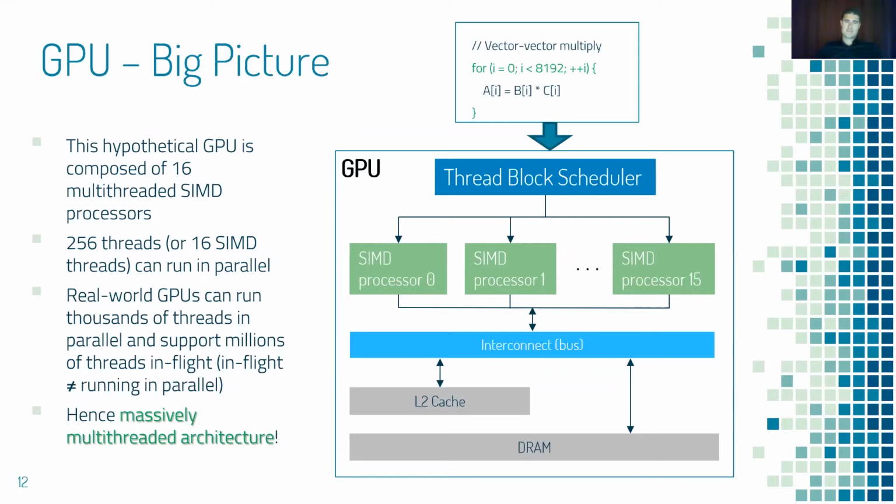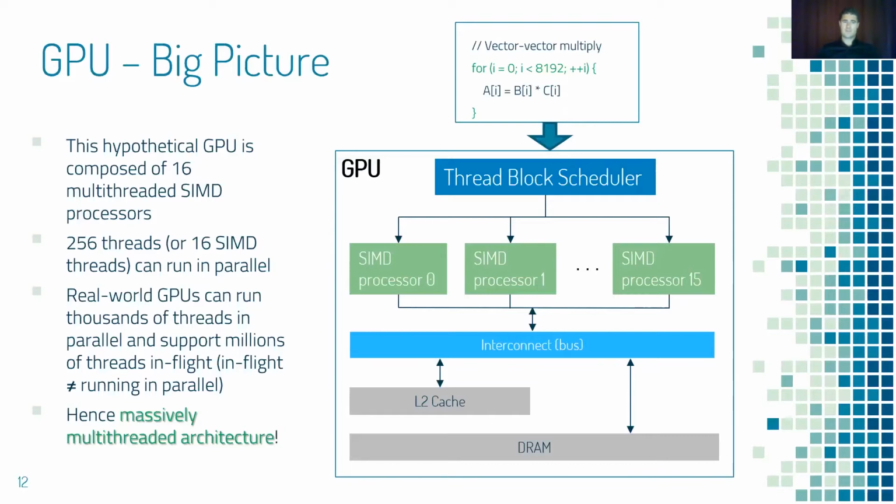So this is a hypothetical GPU. Like I said, it's composed of 16 SIMD processors. Each of those processors can execute one warp or SIMD thread per cycle, and each of them again has 16 threads. That means that you have 256 threads that can run in parallel at any given time. Compare this with the 16 threads of an i7 CPU. This is just a hypothetical GPU. A real-world GPU can run thousands of threads in parallel, and they support millions of threads in flight.